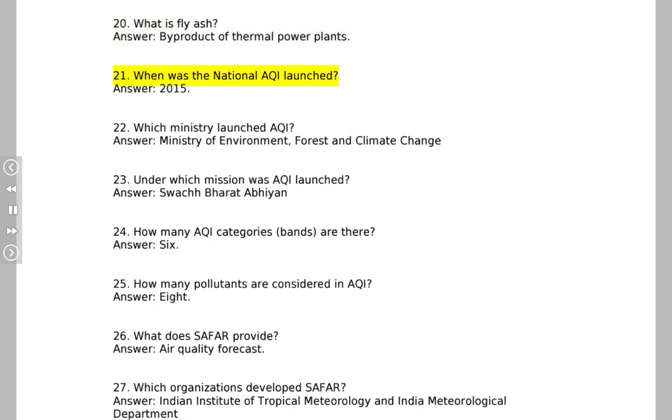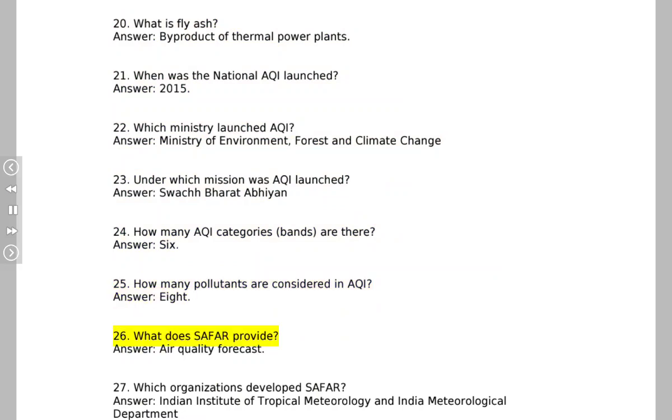21. When was the national AQI launched? Answer. 2015. 22. Which ministry launched AQI? Answer. Ministry of Environment, Forest and Climate Change. 23. Under which mission was AQI launched? Answer. Swachh Bharat Abhiyan. 24. How many AQI categories, bands are there? Answer. 6.